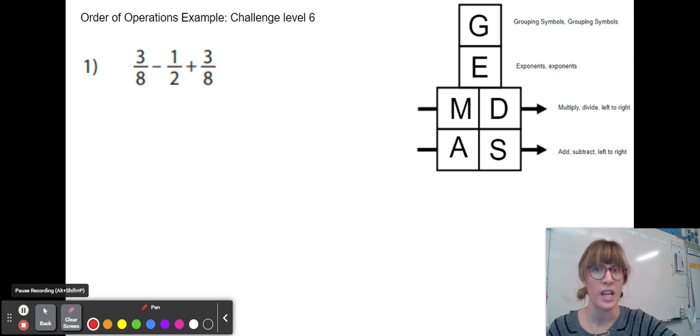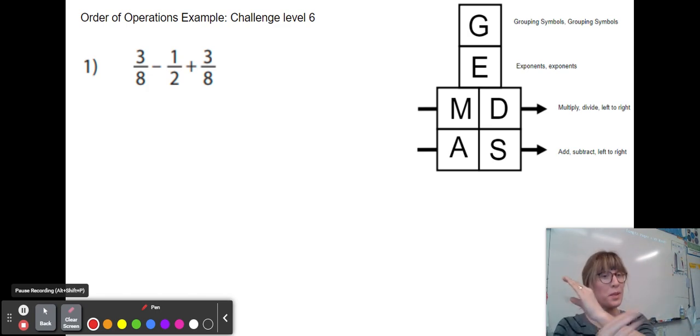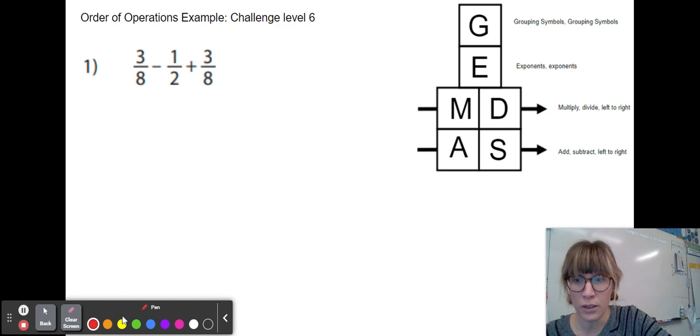So we're thinking about order of operations with numbers that aren't necessarily only whole numbers. What you see here are some fractions. Good news, the process is exactly the same. You start with your grouping symbols. Well, we don't have any, so let's move on. Exponents, don't have any. Let's move on. Multiply, divide, left to right, still don't have any. So here we go: add, subtract, left to right.